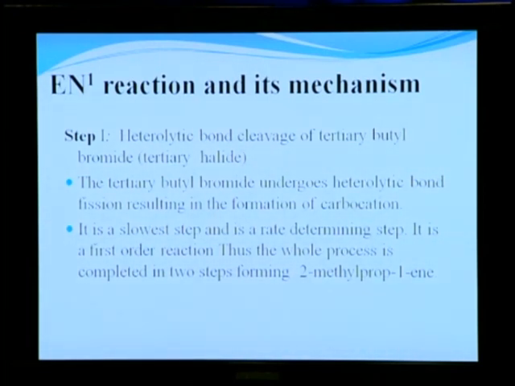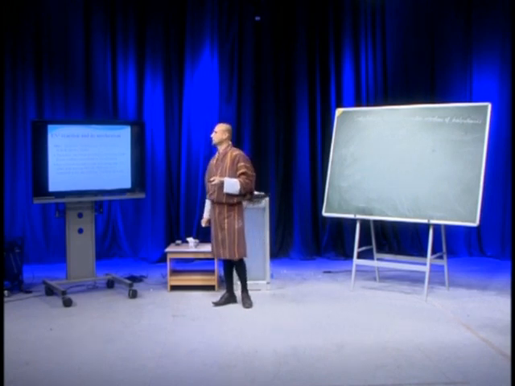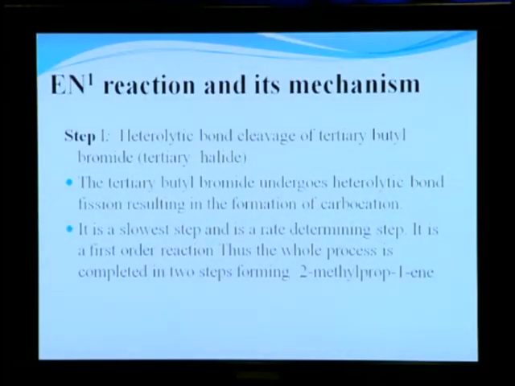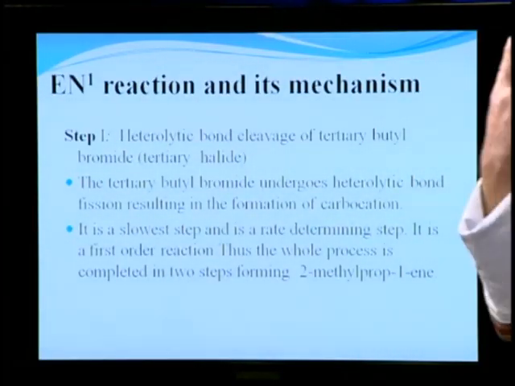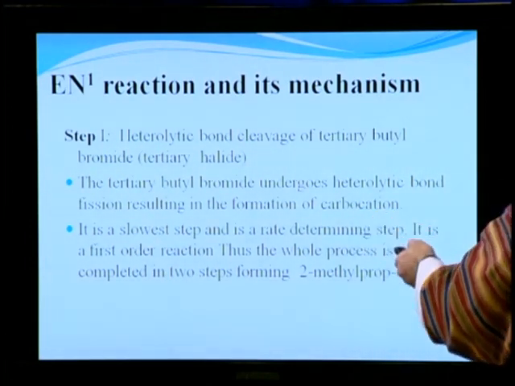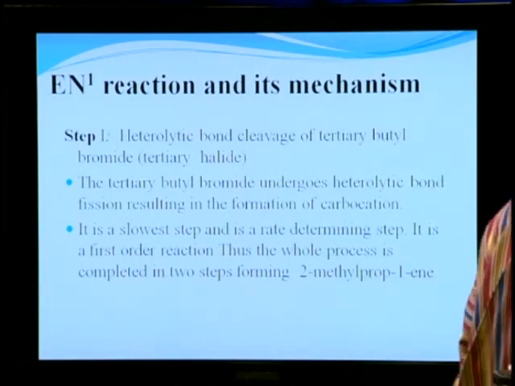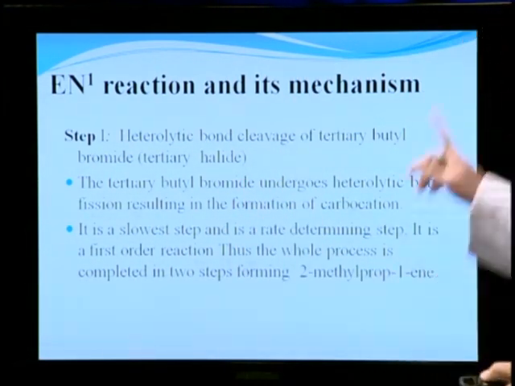First step, heterolytic bond cleavage of tertiary butyl bromide, that's a tertiary halide. The tertiary butyl bromide undergoes heterolytic bond fission, resulting in the formation of a carbocation. That's what happens in step number 1. And it is a slow step, and therefore it is the rate determining step. It's a first order reaction, as we have already discussed, because it depends only on the concentration of the substrate. Therefore, the whole process gets completed in 2 steps, resulting in the formation of the product. So E1 takes place in 2 steps.